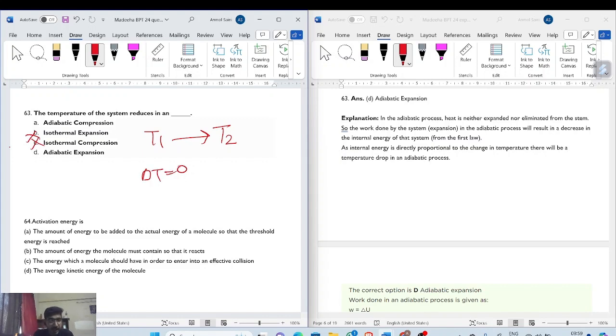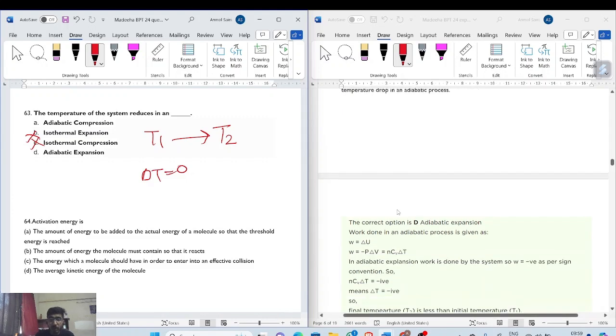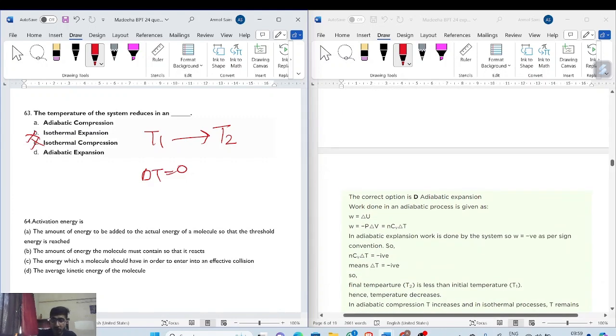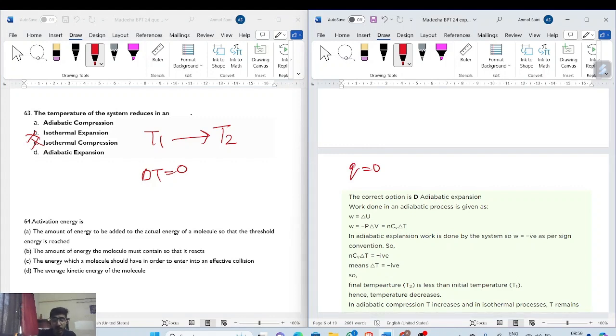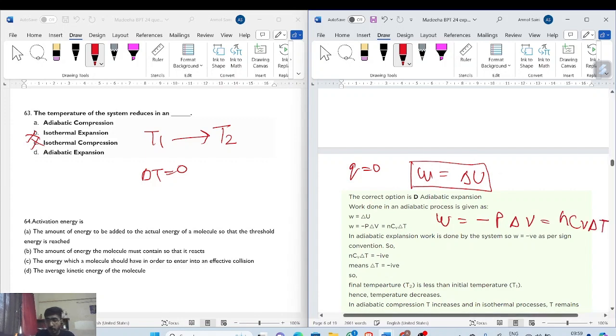Now we have to check for adiabatic process. In an adiabatic process, the value of Q will be 0 because no heat is exchanged. When Q is equal to 0, the first law of thermodynamics states that work will be equal to delta U. So work equals the change in internal energy. We can write work as minus P delta V, which is further equal to n Cv delta T, because we want to talk about temperature here.